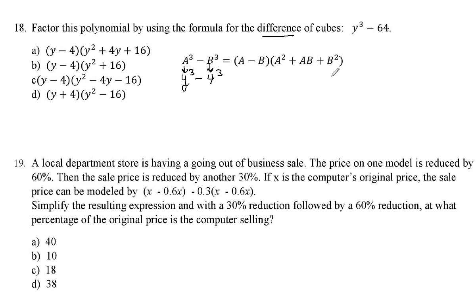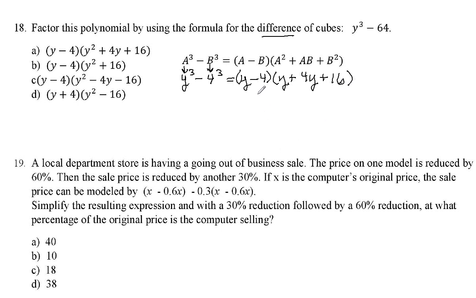So in the formula, wherever there's an a, put y, and wherever there's a b, put 4. So this will be y minus 4, and then a squared, that's going to be y squared, plus ab, so y times 4, 4y, and then plus b squared, and b is 4. 4 squared is 16.